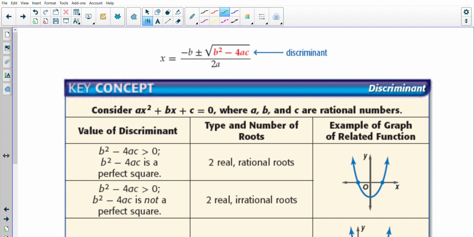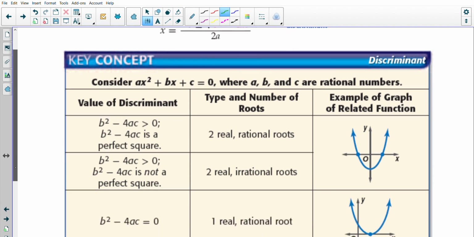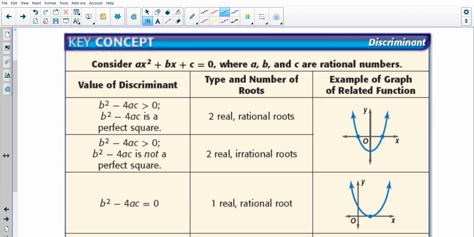Now, when we solve this b squared minus 4ac part, it can tell us some different things. So when we're considering the discriminant, if it is greater than 0, the answers are going to be real. We'll have two real numbers, and the answers will be rational if the discriminant is a perfect square. So perfect squares: 1, 4, 9, 16, 25, and so on.